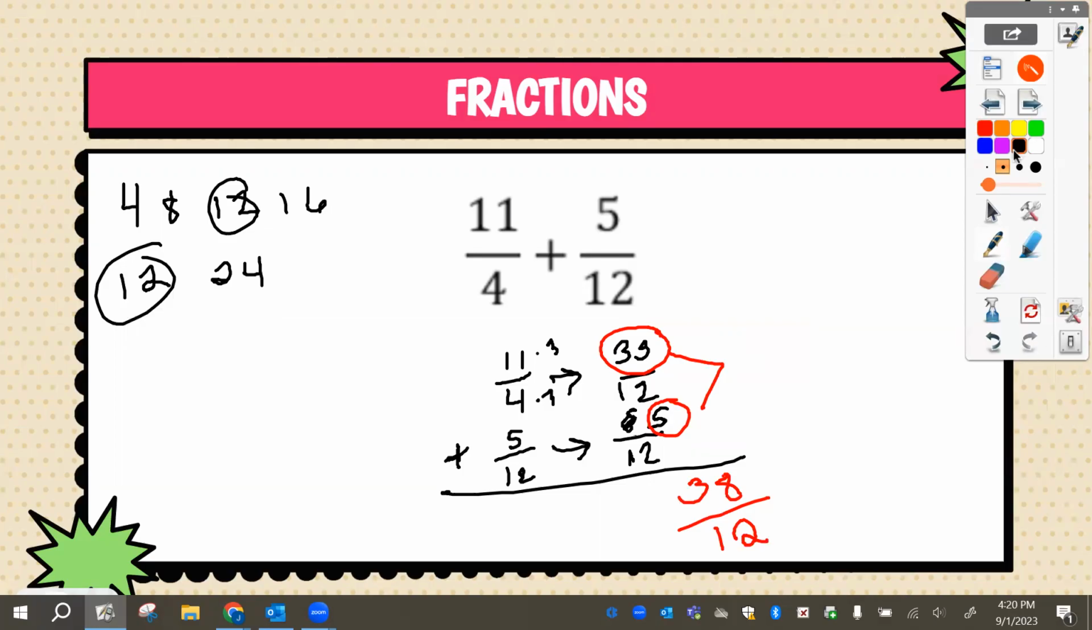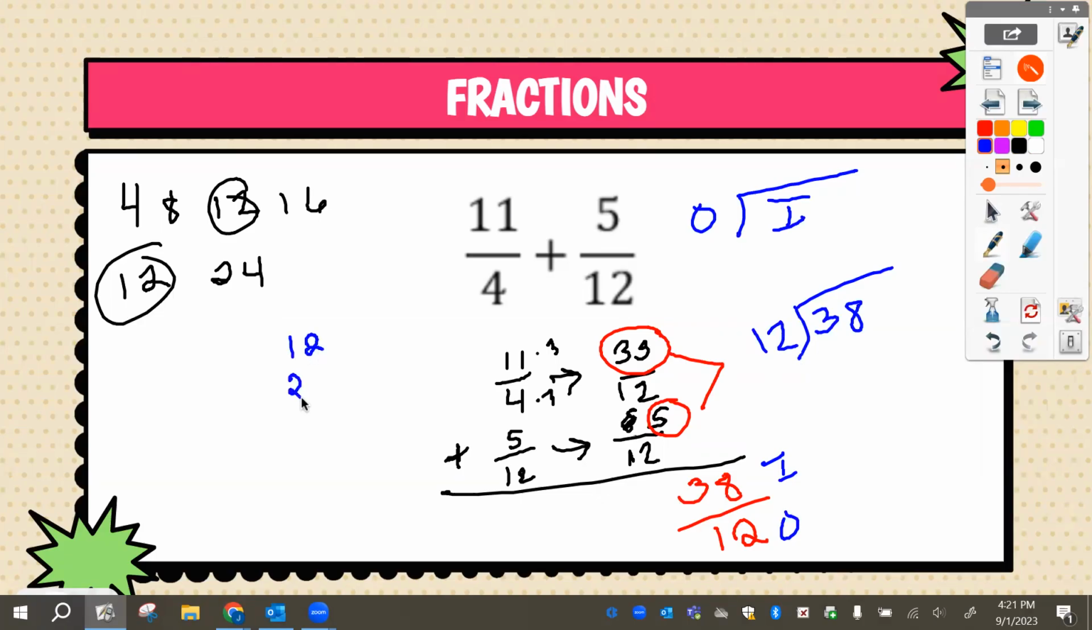However, this fraction is improper. So we need to use inside out. So remember, in my division house, this is inside, this is out. So inside is 38, out is 12. I don't know how many times 12 goes in, so I'm going to list my multiples: 12, 24, 36, 48. 48's too big, so I'm going to go with 36, which was 3 times. I can subtract, and I have a remainder of 2.